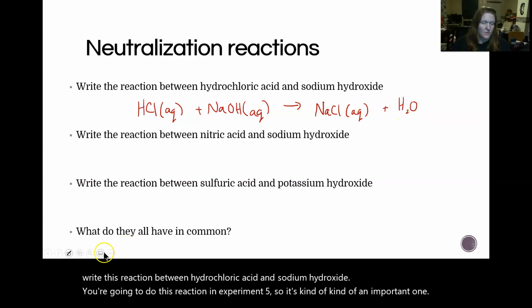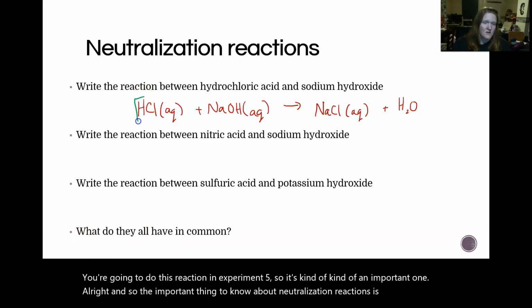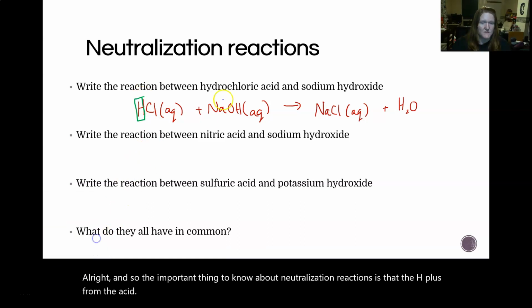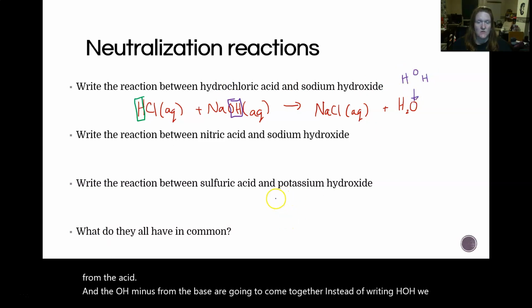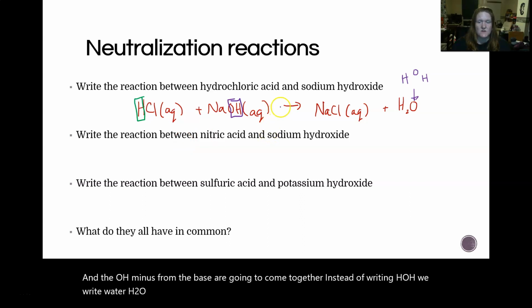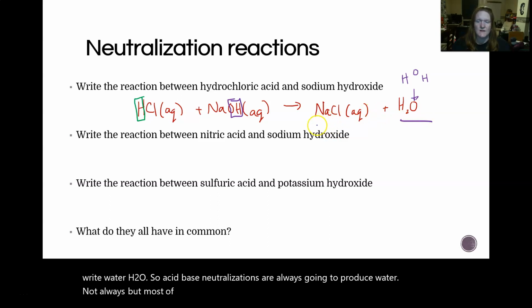All right, and so the important thing to know about neutralization reactions is that the H plus from the acid and the OH minus from the base are going to come together. Instead of writing HOH, we write water, H2O. So acid-base neutralizations are always going to produce water. Not always, but most of the time they produce water and a salt.